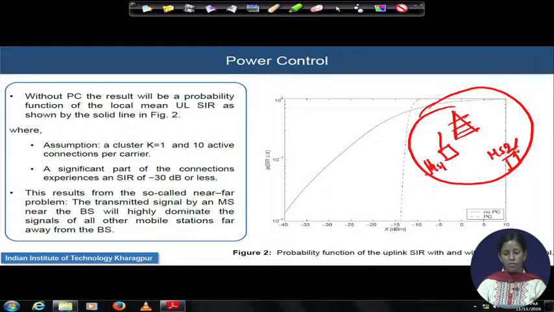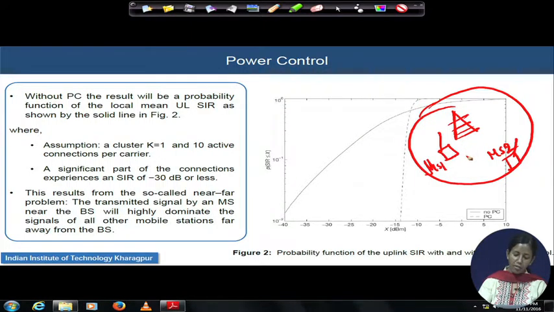So, mobile station 2's signal will be almost completely buried because of the very low signal power received by the base station. We call this the near-far problem. This happens merely because of their respective locations. If both of them transmit at the same power level, this kind of problem will happen.